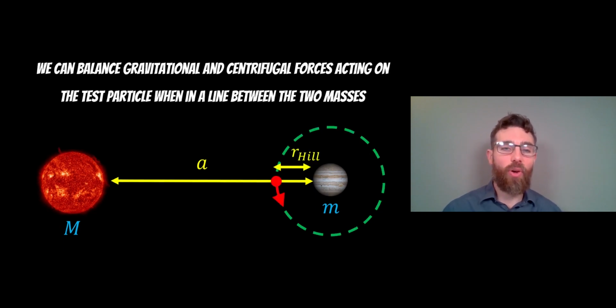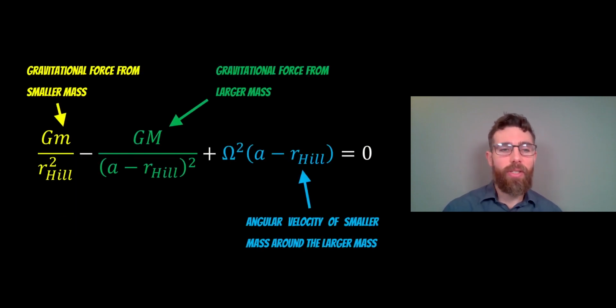So when it's on an orbit at the Hill radius, we can then draw a line between the large and the smaller mass, and that test particle will be in between the two. The distance from the smaller mass will be the Hill radius, and the distance from the larger mass will be the semi-major axis minus the Hill radius. Now what we're going to do here is balance the gravitational and centrifugal forces acting on that test particle, and it will act in a line, and then we can find an expression for the Hill radius. So we need to balance those forces basically. So this is the starting point.